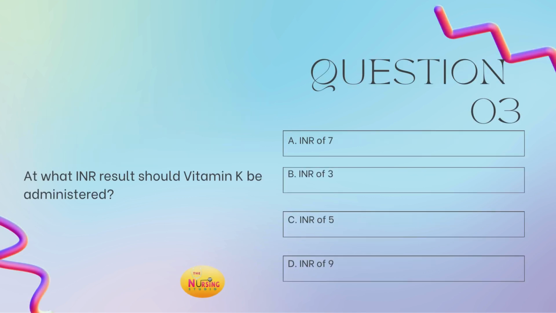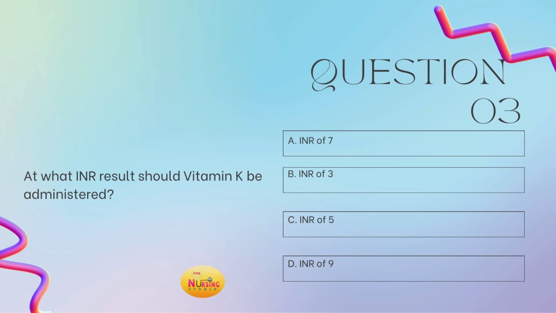And then question number 3. At what INR result should vitamin K be administered? Is it A, an INR of 7, B, an INR of 3, C, an INR of 5, D, an INR of 9? What do you think? When do we start to administer vitamin K?